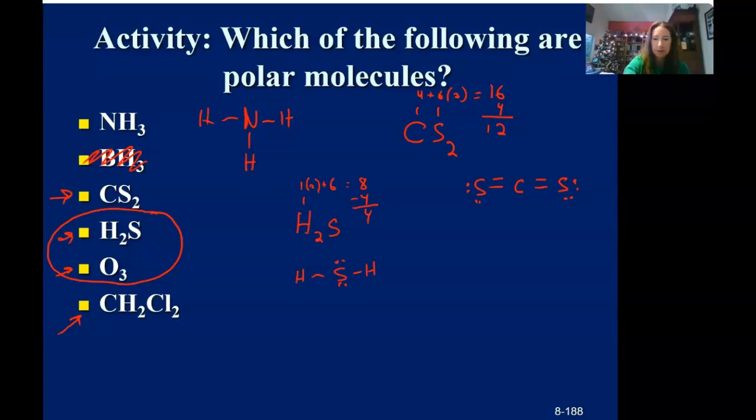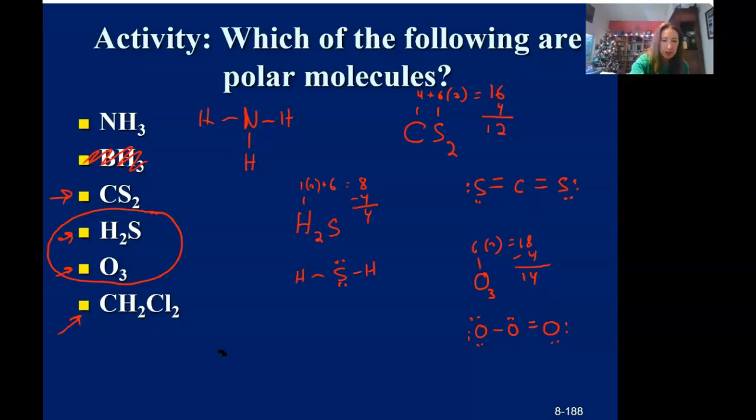Let's try O3. 6 times 3, 18. So O, O, O, that's the only way you can really do this one, right? Minus 4, that's 14. 2, 4, 6, 8, 10, 12, 14. Remember, at this point, I have 18. I can't add, I can't subtract. All I can do is rearrange, which means I need to make a double bond. Make a double bond here. And there we are. There's our O3.